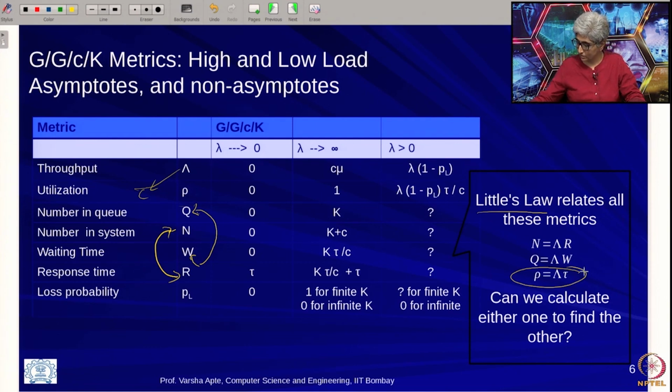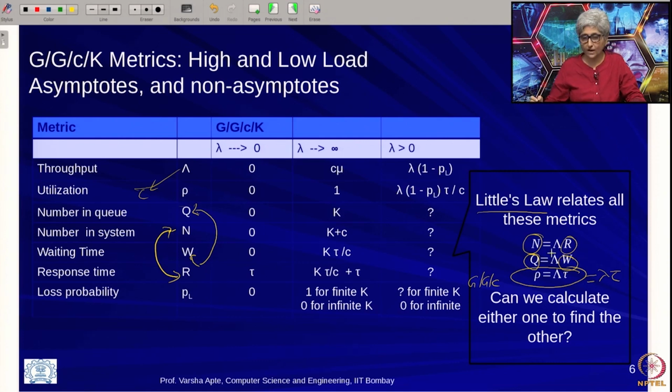If it is a GGC queue, you can get the exact utilization of lambda tau, but these are only related to each other. We neither know this nor this yet, neither do we know this yet nor this yet. So, do we have any result that can help us get at least one of these?